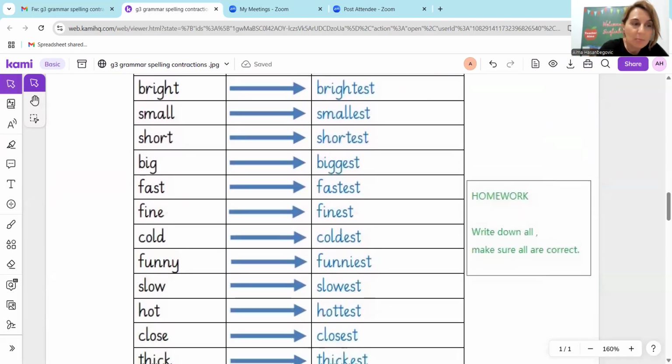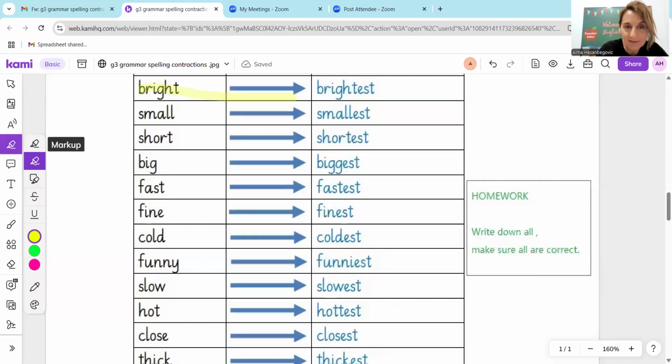Bright, brightest. Small, smallest. Short, shortest. Big, biggest. I hope you're noticing that in big to become biggest, you add an extra G.